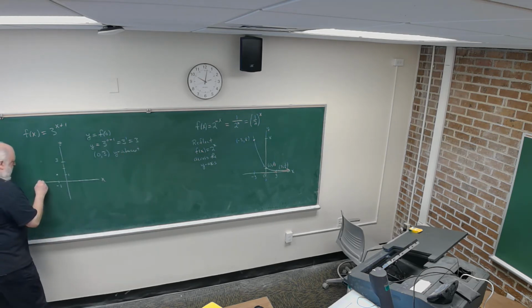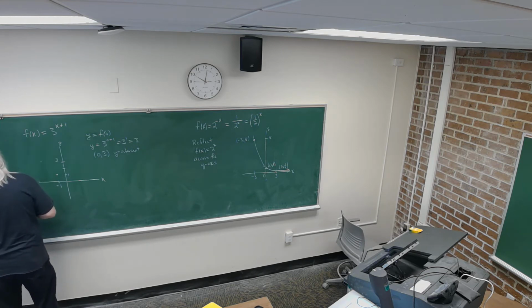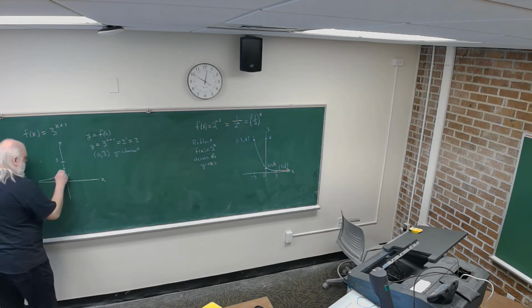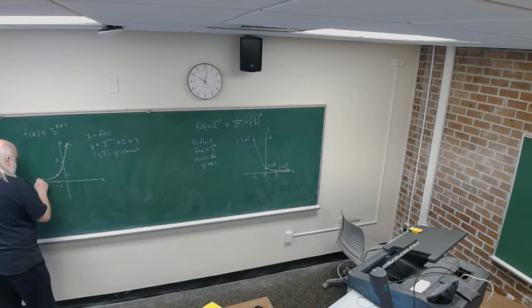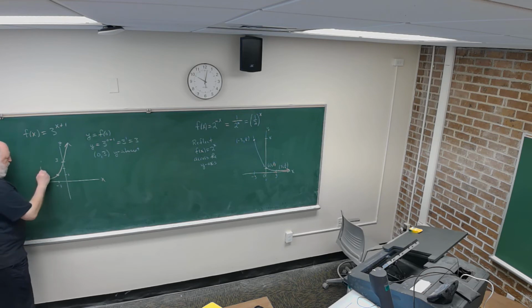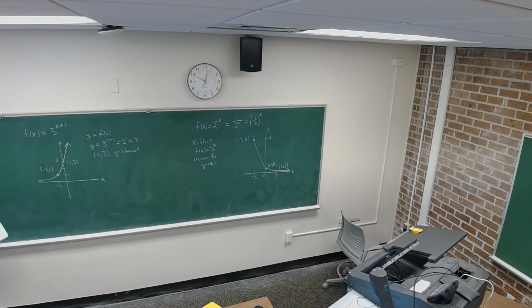So this graph over here just gets shifted to the left 1 unit. So it goes through the point minus 1, 1, and it crosses the y-axis at 0, 3. So the graph of f of x equals 3 to the x plus 1 is the graph of 3 to the x shifted to the left 1 unit.